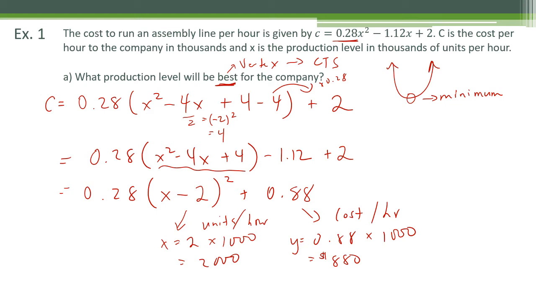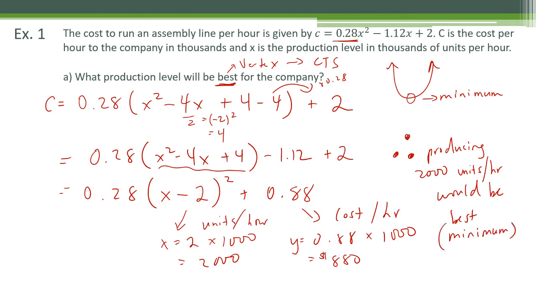So what production level will be best for the company? We need a therefore statement for word problems. Therefore, producing 2,000 units per hour would be best. I'm just going to write in brackets, it would minimize the cost.